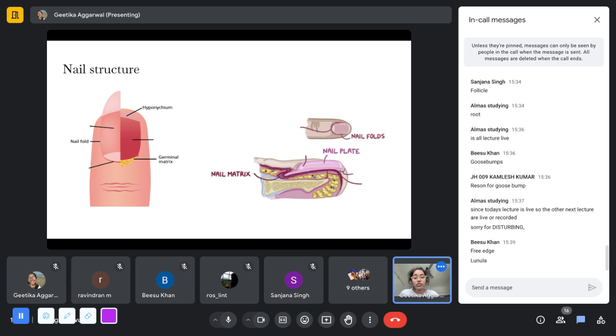No? Okay. So this layer is basically the dermis that we discussed earlier. So the nail is like a section of the epidermis, and the layer below that is the dermis. So we have these different sections.